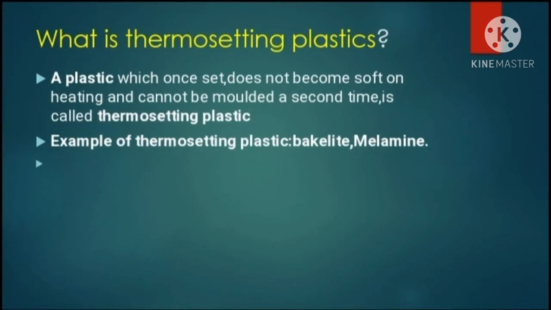After nylon, thermosetting plastic. Our first was thermoplastic, and this is thermosetting plastic. A plastic which once set does not become soft on heating and cannot be molded a second time is called thermosetting plastic. Examples of thermosetting plastic are bakelite and melamine. So basically, a plastic which sets once and does not become soft on heating, and cannot be molded a second time.